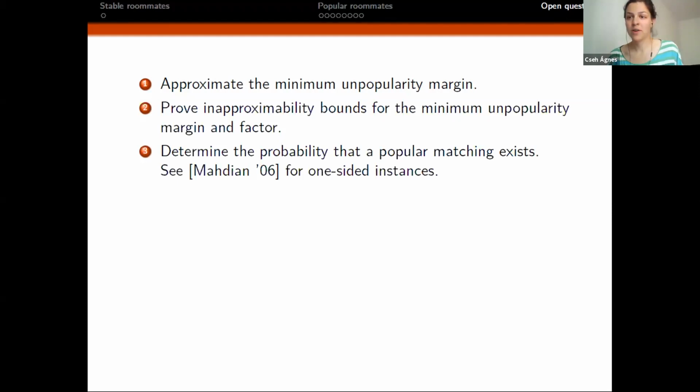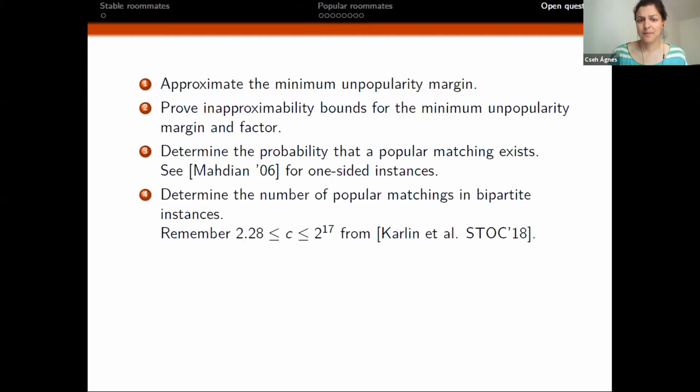Or from a different flavor, the probability that a popular matching exists in roommates instances is not known. There is a work for one-sided house allocation instances. This should be extended for the roommates instance as well. Nobody has done this before. And then there is one more thing that I referred to earlier, that this 2 to the 17th bound on the number of stable matchings got into STOC. So it's a really hot topic.